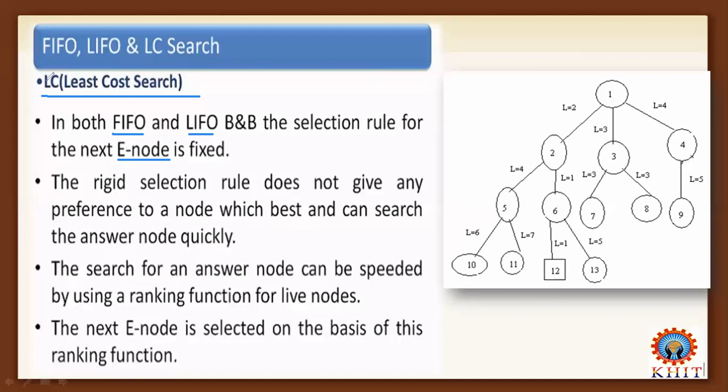Whereas the least cost branch and bound searching technique is used to find the answer node very quickly. Here the answer node is 12. How do we find the answer node very quickly? By using the concept of ranking function, you are able to find it.